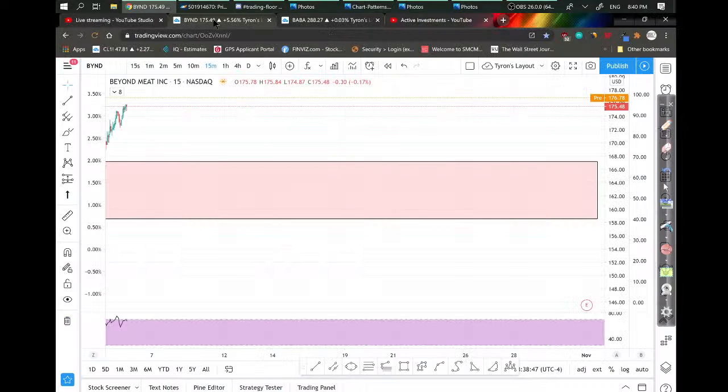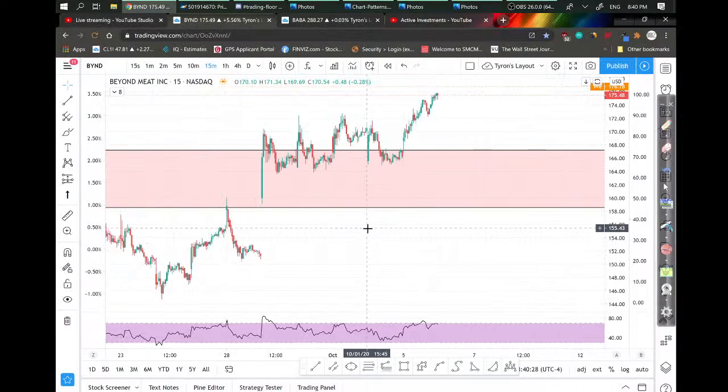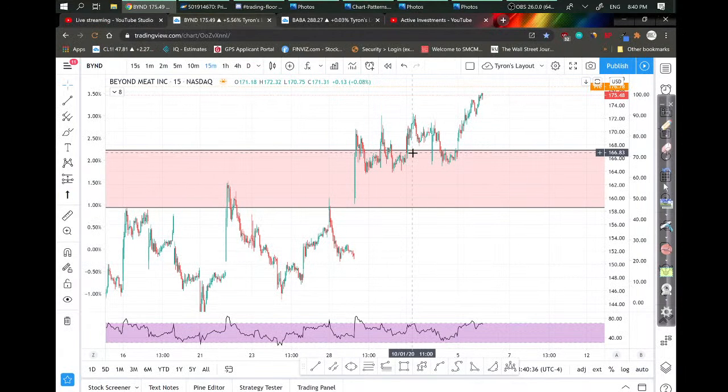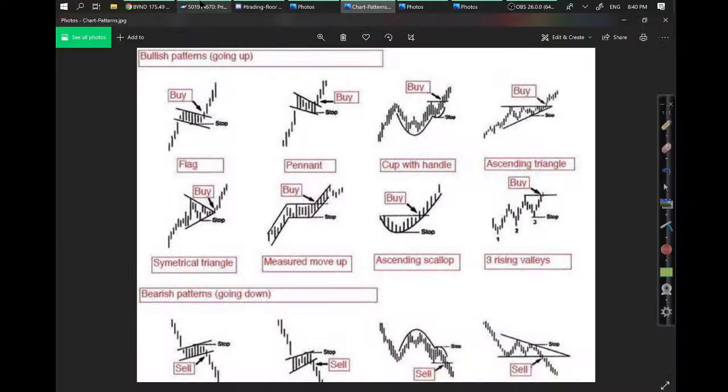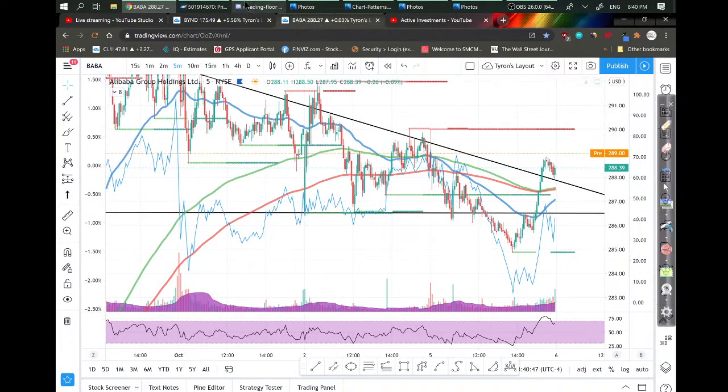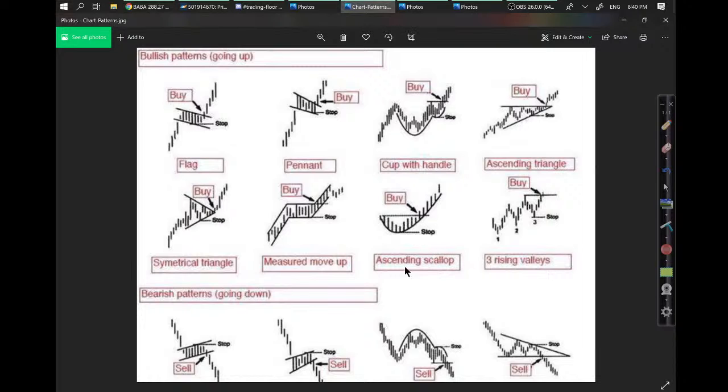You can see maybe with Baba here, this is more like, what kind of a pattern is this? This is more like a measured move up, right? You can see that. A buy up, consolidation, and then a break above again, right? You can see that. And then you'll have certain patterns that are kind of like rounded bottoms, right? And those are ascending scallops or rounded bottoms, that's what we call them. Rising valleys, this is more like an ascending kind of a pattern with key levels where you make 3 higher highs, right?